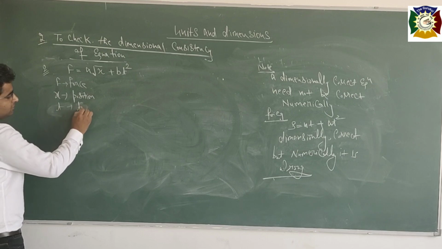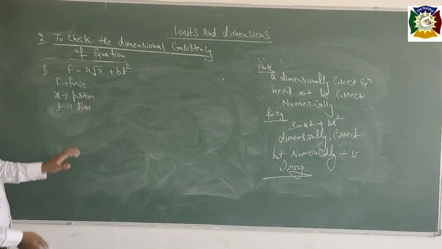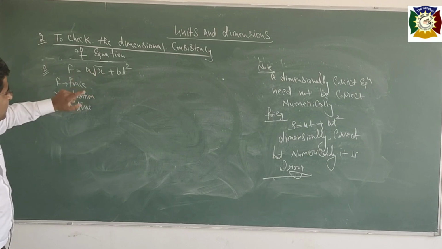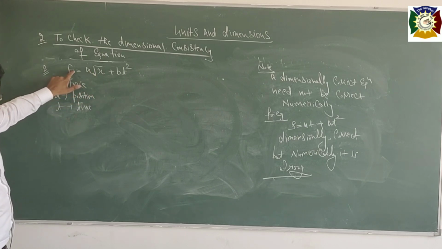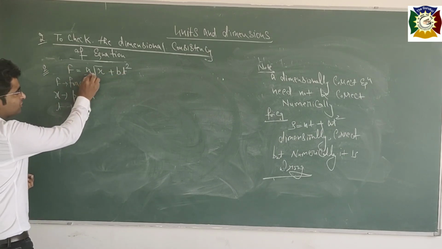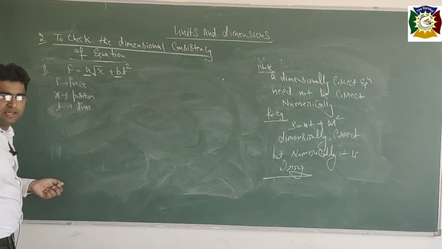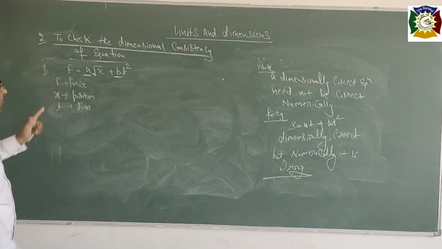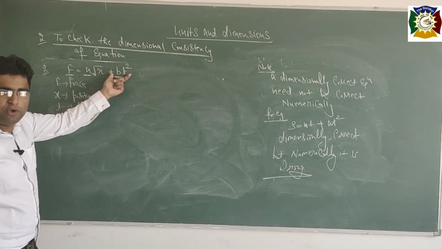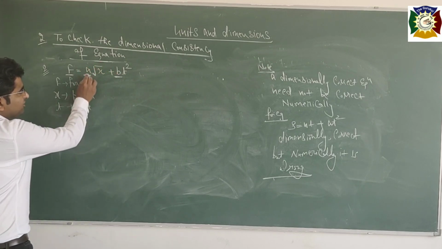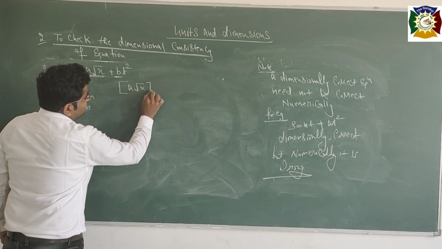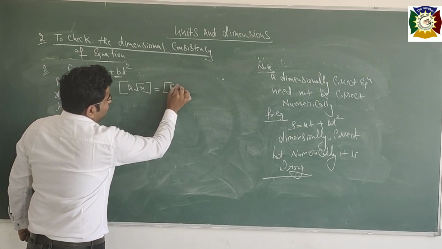t is time. See, in this example the equation is already given to us, that it is dimensionally correct. In this we know about the dimension of F, we know about the dimension of x and t. We have to calculate the dimensions of a and b. Clear? On the left hand side we have force. So this term and this term should be of force. It means the dimension of a under root x should be equal to dimension of force.